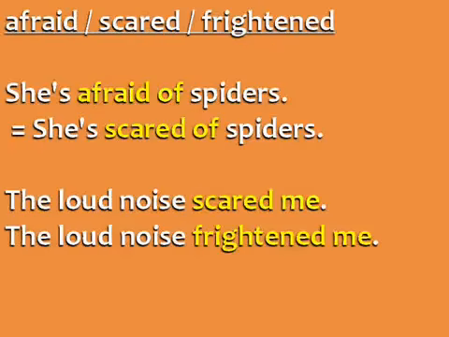Afraid, scared, and frightened. When in the passive voice, after the verb to be and before of, you can use afraid or scared with no change in meaning. She's afraid of spiders. She's scared of spiders. However, when used in the active voice, you can use only scared or frightened. The loud noise scared me. The loud noise frightened me.